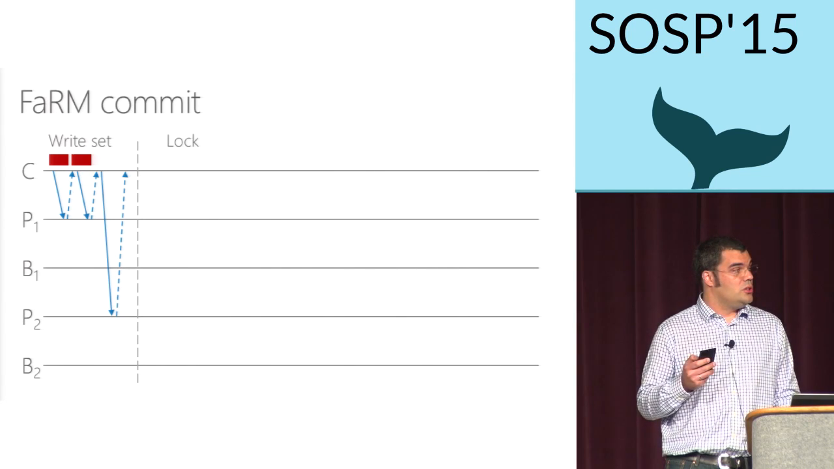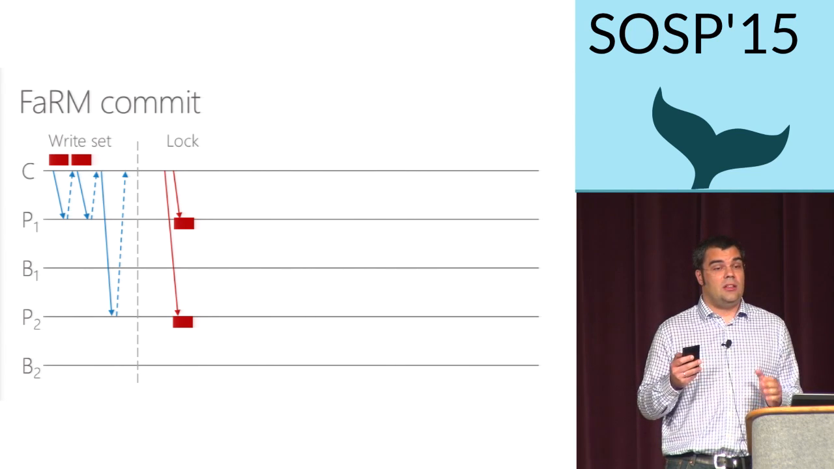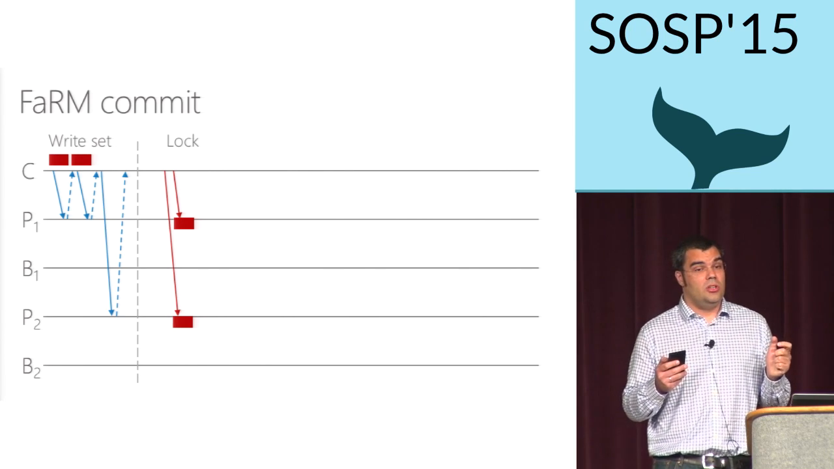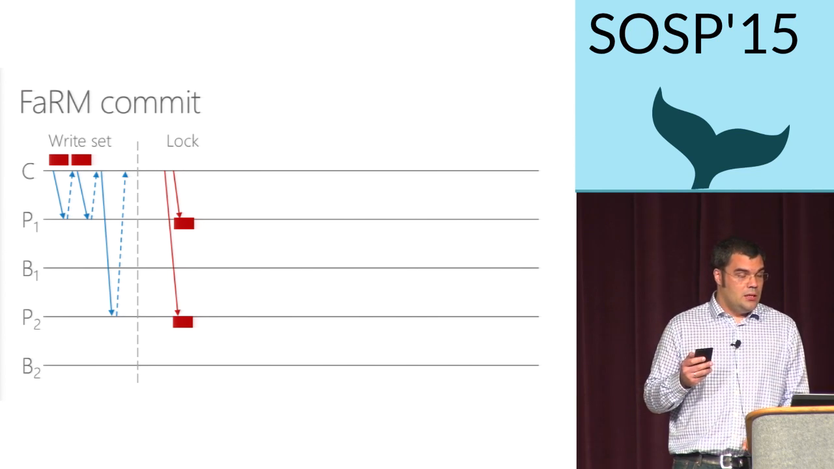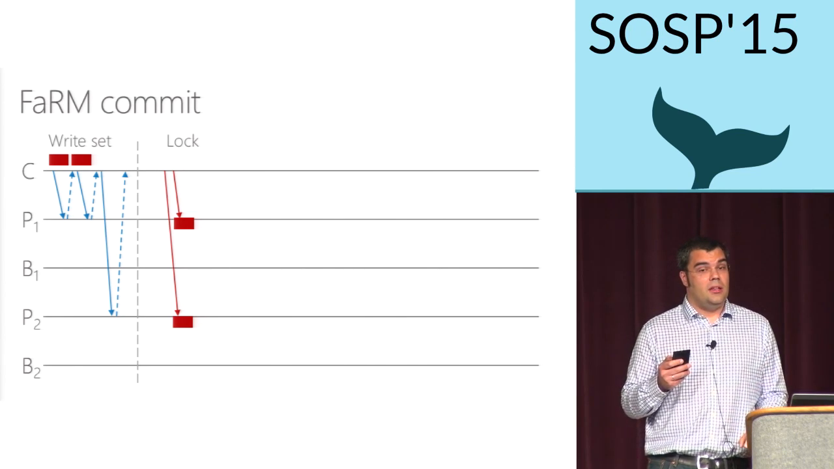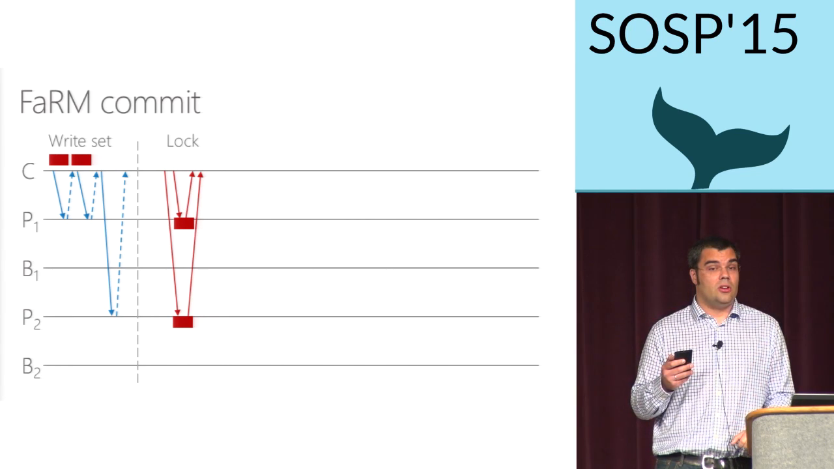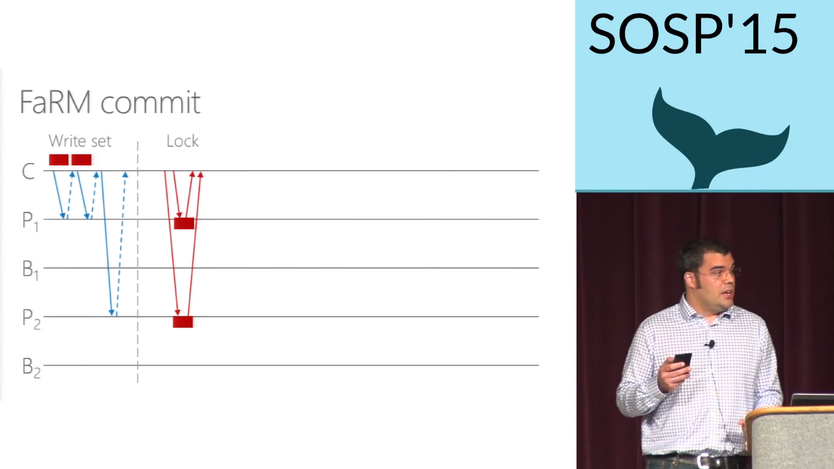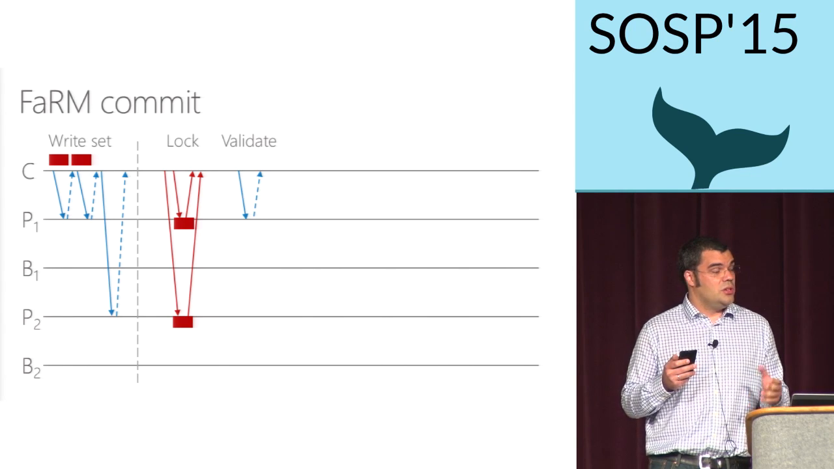In the FaRM commit protocol, the first step is to acquire locks of the objects in the write set. And this is done by sending messages to the primaries. These messages also contain the state of the new object, so the messages also act as a transactional log. The locks are acquired by the primaries by doing local memory accesses. Basically, they try to acquire the locks using a compare and swap, and then send the response back to the coordinator. Okay? The next step is to validate the read set, and validation is done by using one-sided RDMA reads.